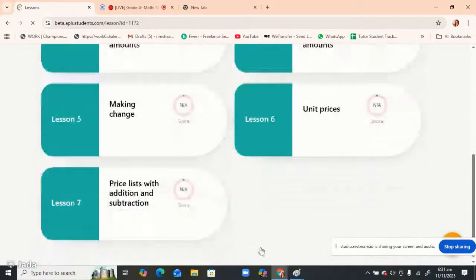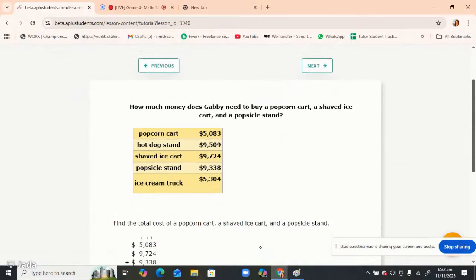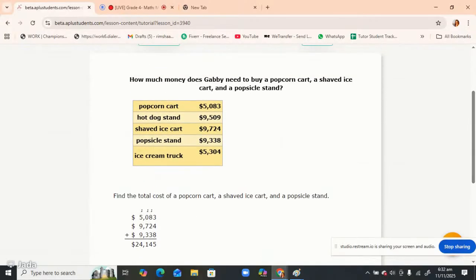So let's start the last lesson of the day, which is a price list with addition and subtraction. How much money does Gabby need to buy a popcorn cart, a shaved ice cart, and a popsicle stand? They are saying how much, it means that you are adding all the digits.